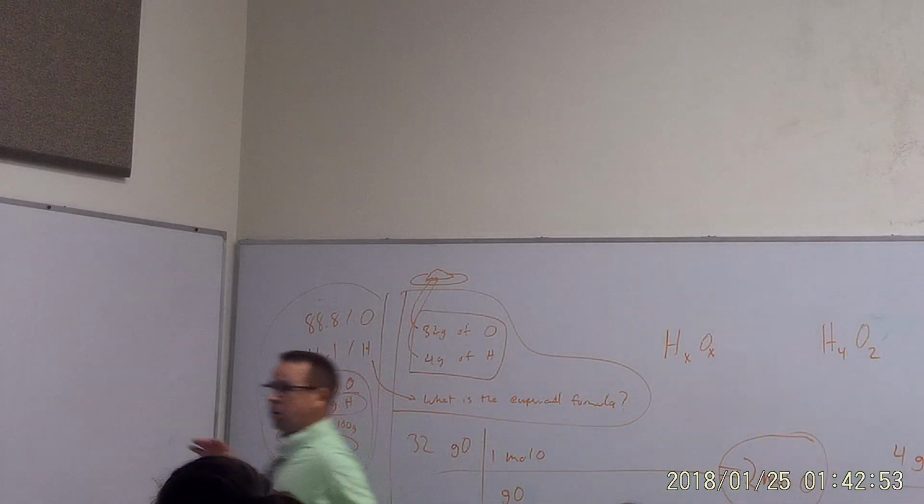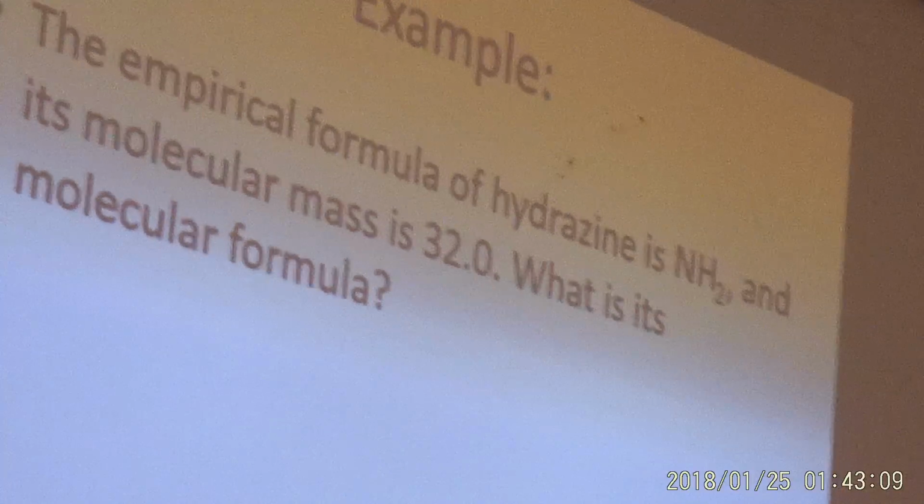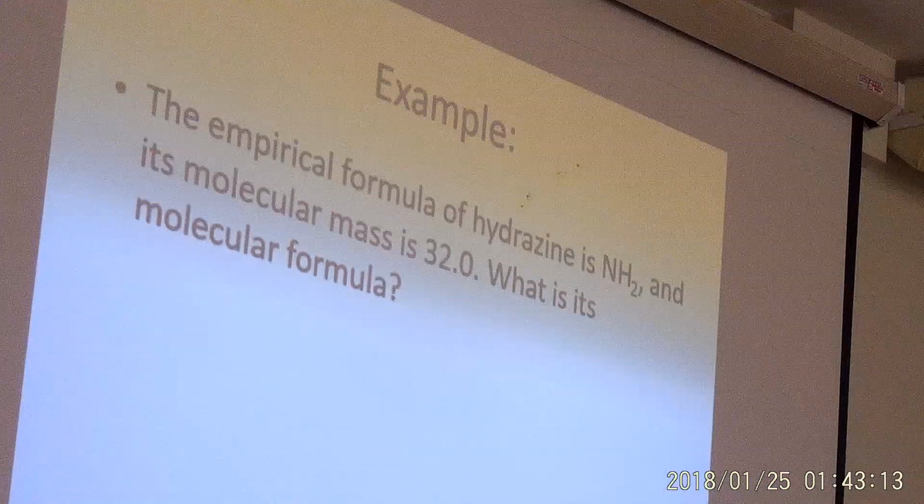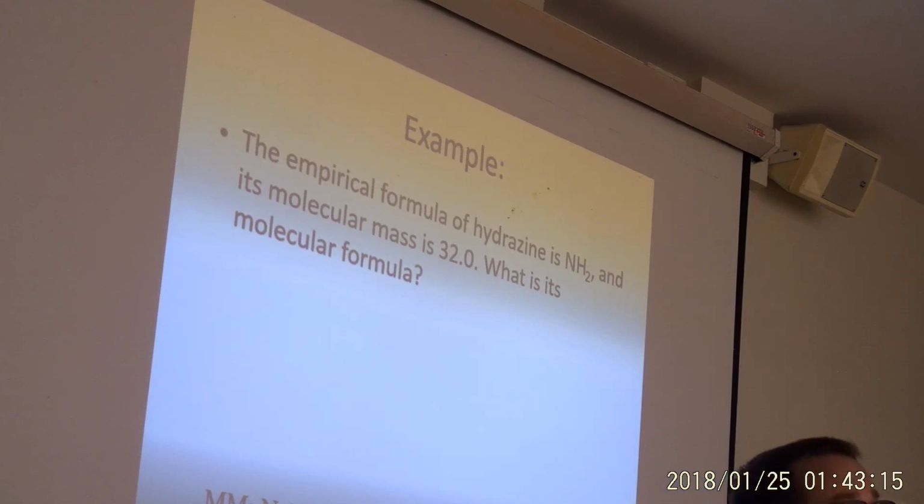Let's see if you got it. Let's see if you caught it. I'm going to give you a question here that's going to give us some of the information on that table, but something's missing, and we're going to see if you guys can get it. Okay? So here it is. Here's a chemical, hydrazine. Its empirical formula is NH2. Its molecular mass is 32. And we want to see if you guys can get the molecular formula.